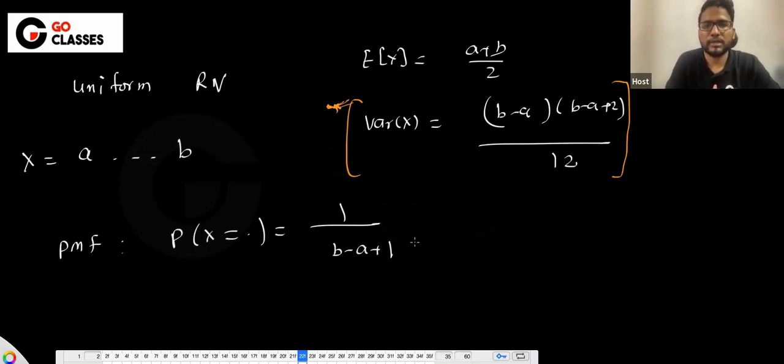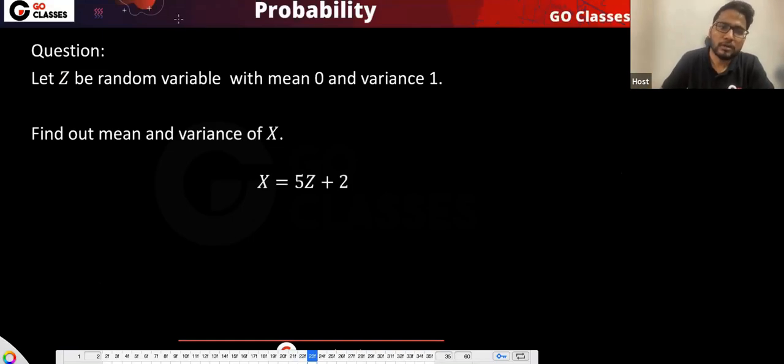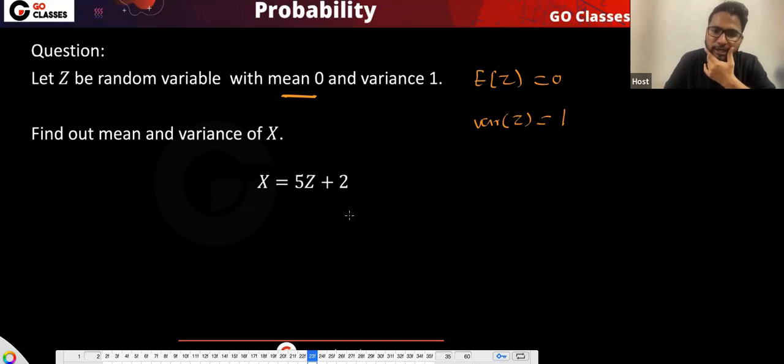So I hope you got it, how to deal with the expectation and variance in case of uniform random variable. The key idea is that you should first be able to calculate the PMF, and once you get the PMF, you can calculate the expectation and variance also. Okay, now let's go to this question. What they are saying is that suppose Z is a random variable with some mean and some variance, where mean means expectation. So expectation of Z is given to be 0, and the variance of Z is given to be 1. Now they are saying find out the mean and variance for this random variable x.